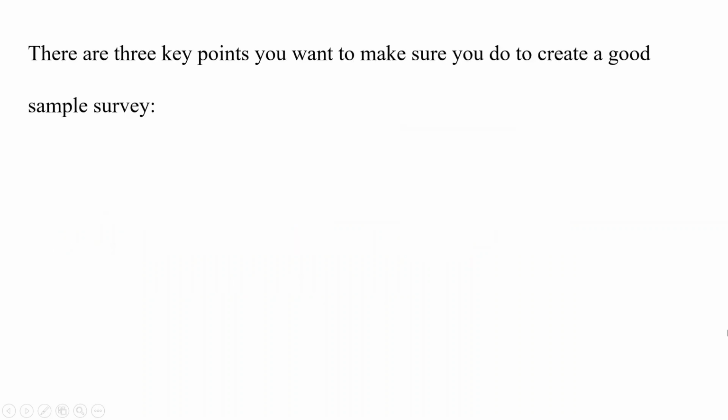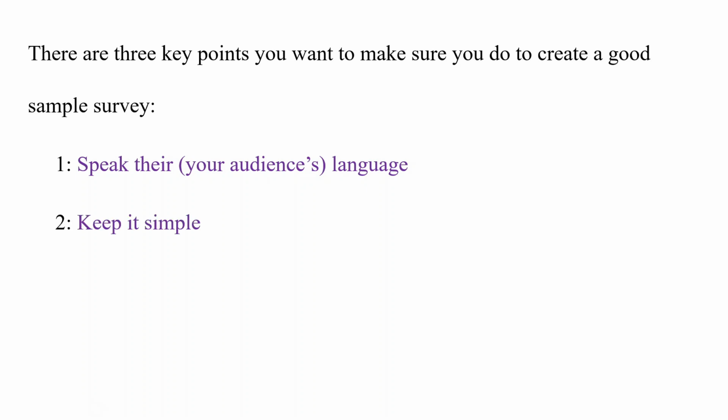Okay. So in addition to deciding what types of questions, you also want to make sure that you write a good question. Okay. And there's three really key points when you're writing a good sample survey. Speak your audience's language. Okay. So speak your audience's language means that you're not using vocab that is too high level or too low level for your specific audience, right? Keep it simple. Don't add more information than you need. And then stay balanced, not biased. So make sure you're not introducing your own opinions into the questions.